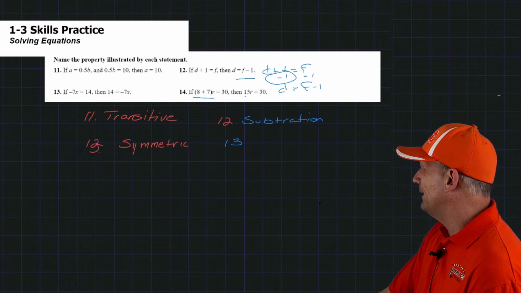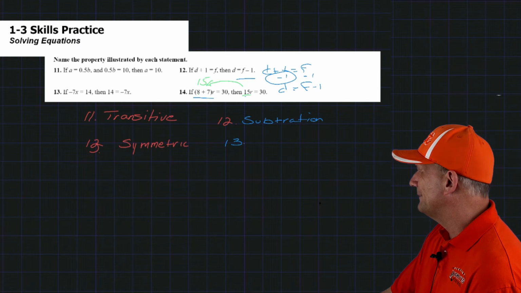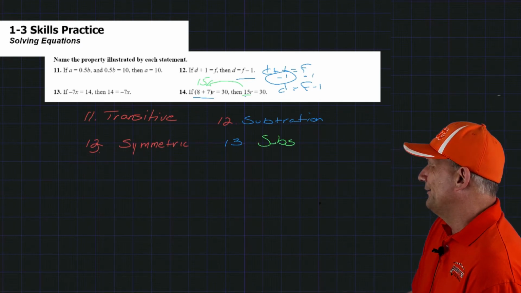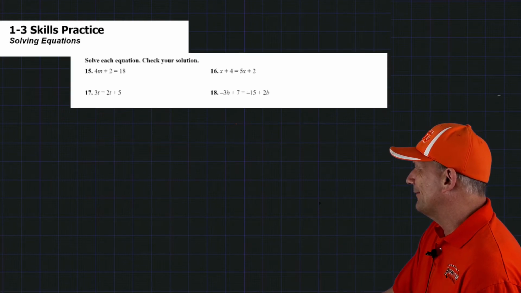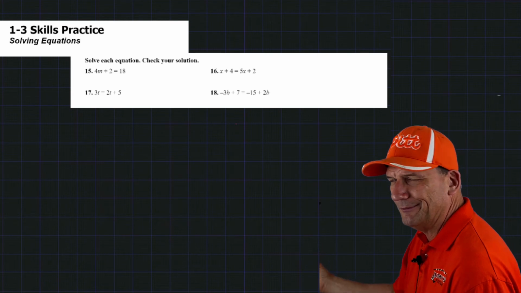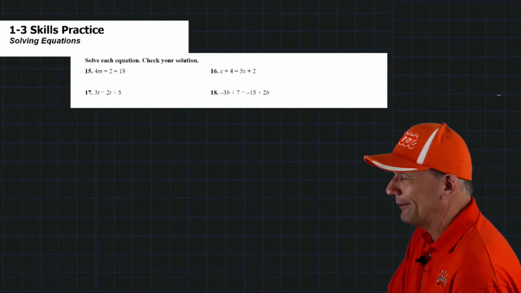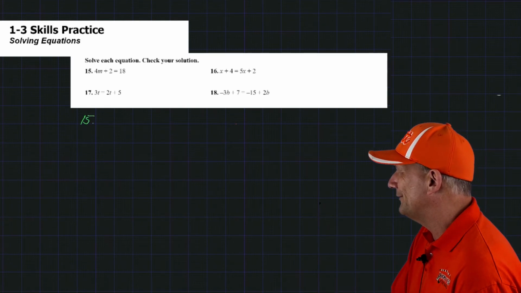If blah, blah, blah is 30 and 15r equals 30, well, what do you think? Think about it for a second. I know you've heard of it before. What did we do? We substituted in. That's all we did. We took what it equals and substituted in, did the math. So, substitution property. Now these are all properties you need to be able to solve these equations.